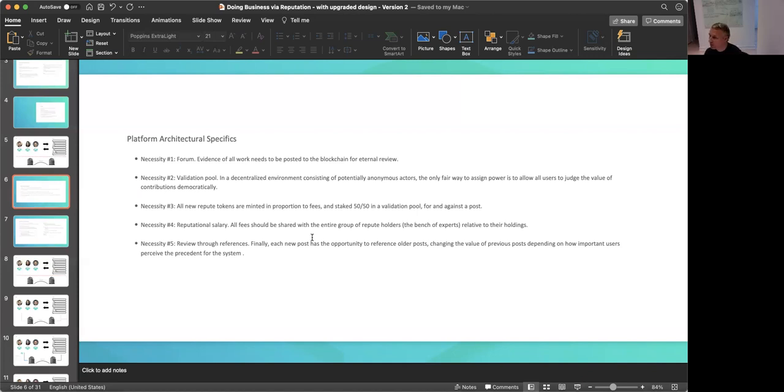So the next necessity is number four, the reputational salary. All fees should be shared with the entire group of reputation holders relative to their holdings, right? So the person who has 100 reputation points is getting a higher salary payout than the person who has 10 reputation points out of that pool of fees that is held by the DAO, yeah? So that's necessity four. And some people struggle wrapping their heads around this. This is a core feature.